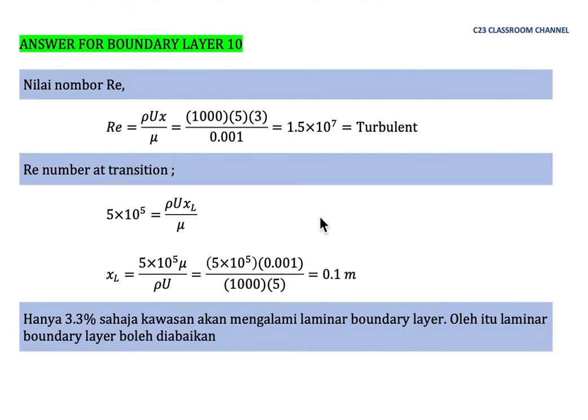Similar to the previous tutorial, first we need to calculate the Reynolds number. We found it is 1.5 times 10 to the power of 7. We could say that it is a fully turbulent boundary layer. And then we need to check again what is the length of the laminar boundary layer. From this calculation, XL, the length of the laminar boundary layer, is around 0.1 meter. Compared with the total length of that flat plate, it is only 3.3% laminar boundary layer, so it can be neglected.